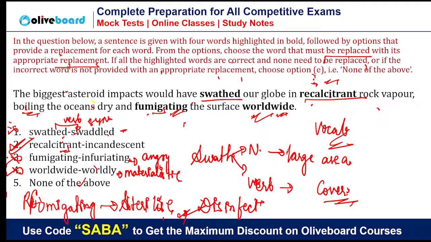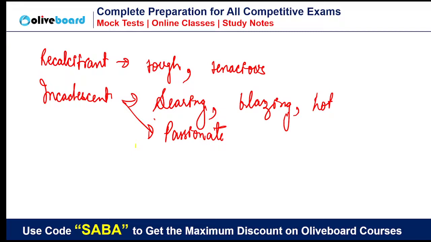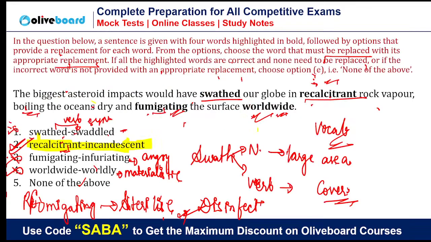How will it go, guys? You people only told the meaning of the word recalcitrant. So will it fit here? Tell me. Are you getting the sense of tenacious, rebellion, something like that? So simply this word will be replaced. Recalcitrant will be replaced with incandescent, because the asteroid will cover the globe in burning rock vapor. Because I told you the meaning of incandescent: searing, blazing hot. So it will cover the earth in hot rock vapor, and that will boil the oceans dry, and that will purify the entire surface worldwide.